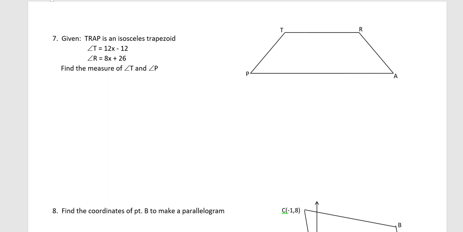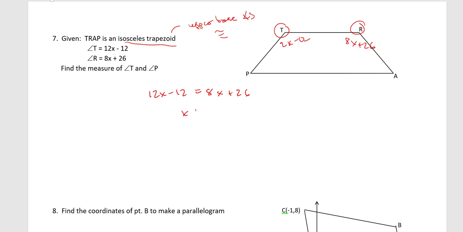Okay, on to the last page here. Let's try problem number 7 here. It says that TRAP is an isosceles trapezoid, which means that angle T is 12x minus 12, that's given, and R is 8x plus 26. We know that these two angles, because it's an isosceles trapezoid and the upper base angles of an isosceles trapezoid are congruent to each other, we can set those equal to each other. So I know that 12x minus 12 has got to be equal to 8x plus 26. I can solve for x. X ends up being 9.5, and then I can just plug it back in to find the values for T and R.